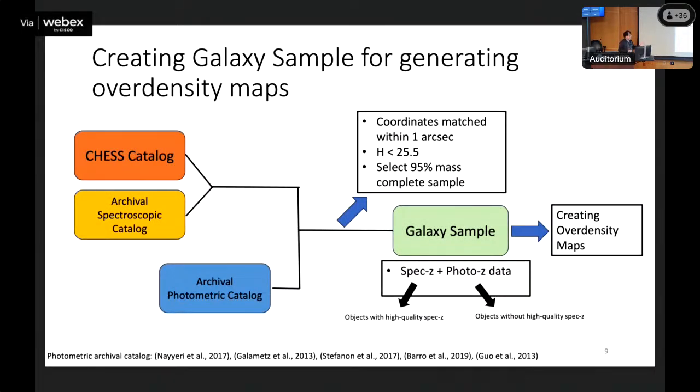After that we created a CHESS catalog, and we combined the data with archival spectroscopic catalogs to create the overdensity maps of galaxies, to study how the number density of galaxies affects their star formation rate. So that's the process of how we combine the data from the CHESS survey with other archival spectroscopic catalogs. We also use photometric redshifts of other galaxies and combine them to get additional data like this.